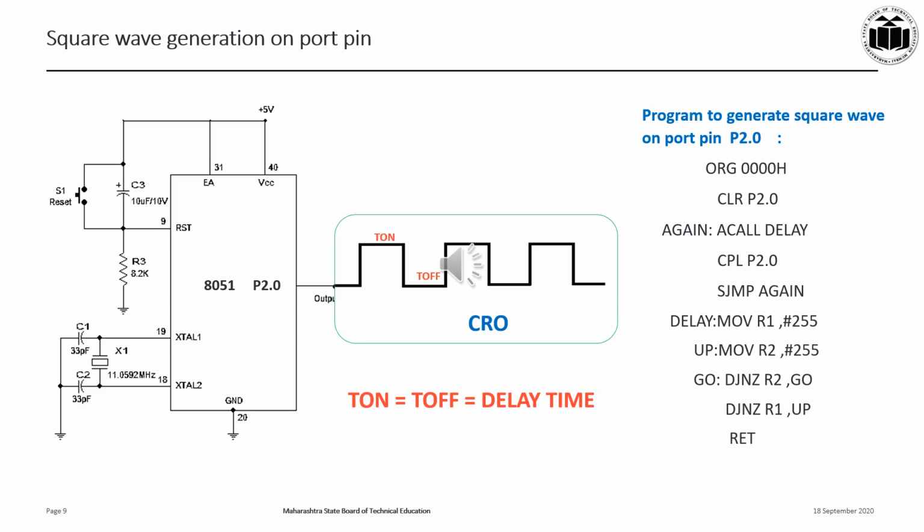In this way, one cycle of square wave is generated. This cycle is repeated again and again to give a continuous square wave. The delay used decides the on time and off time of the square wave.